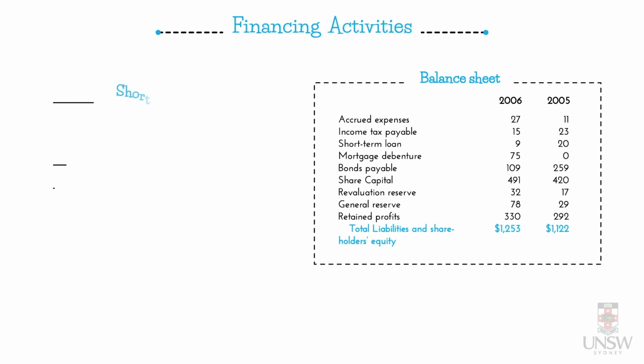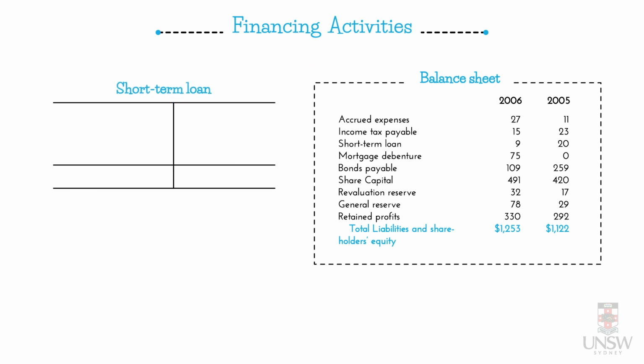Now we want to look at the short-term loan. So there in the balance sheet, we've got short-term loan. So the opening balance will be on the credit side, 20. The closing balance will be on the debit side, 9. So this account has decreased over the period. That must mean we did a repayment. So 20 minus 9 gives us our cash paid on short-term loan of 11.